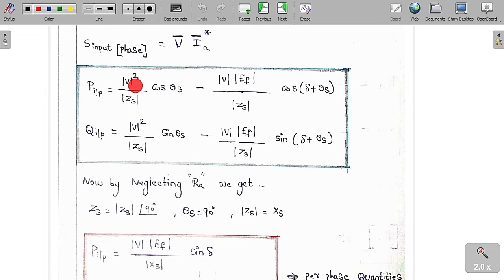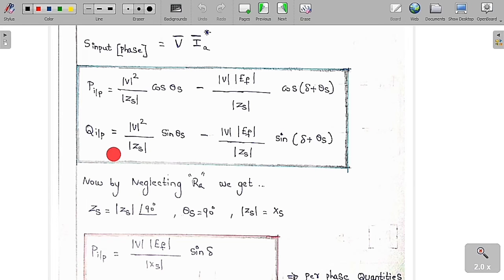is equal to mod of V whole square by mod of ZS cos of theta S, minus mod of V into mod of EF by mod of ZS into cos of delta plus theta S. Mod V is called the supply voltage per phase value, and ZS is called the magnitude of the internal impedance, and theta S is called the impedance angle, and also delta is called the angle between the EF and the V.